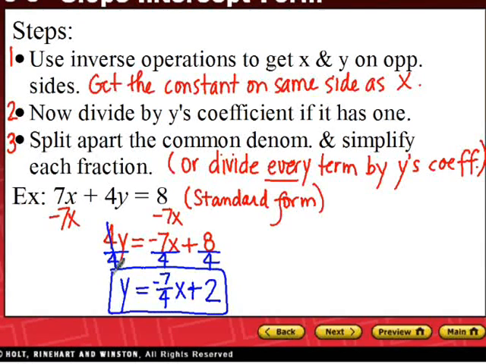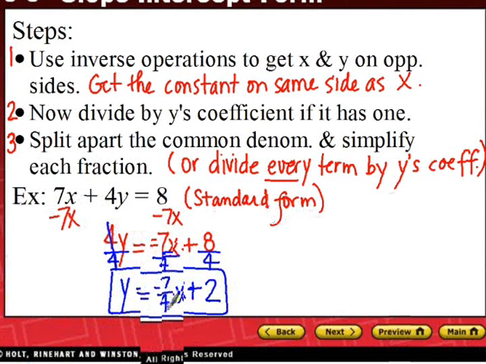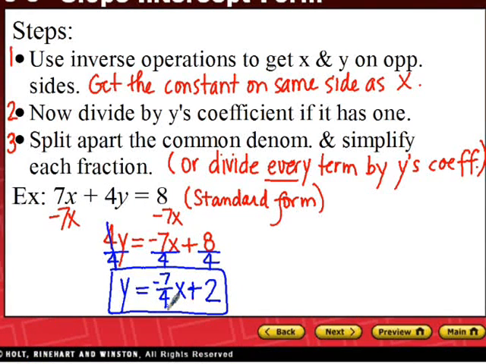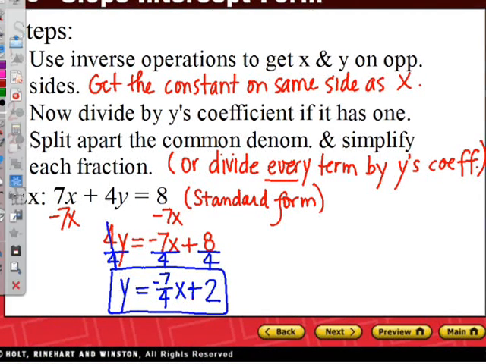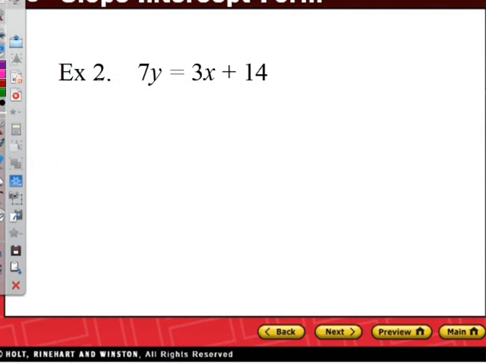Then, do you see how you can graph this? We know the y-intercept, it's 2. We can count the slope, right? Rise negative 7, right 4, done. Let's try a couple more. If you're feeling good, you're going to try this one on your own. If you're feeling not quite so good, you're going to do it with me. So pause it if you need to.